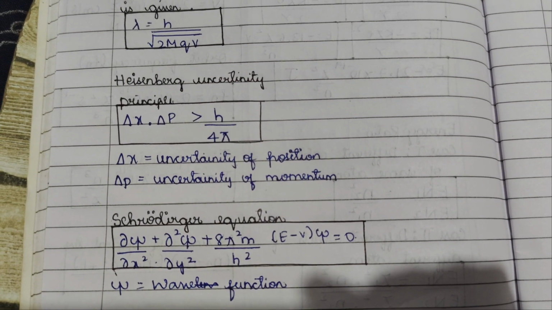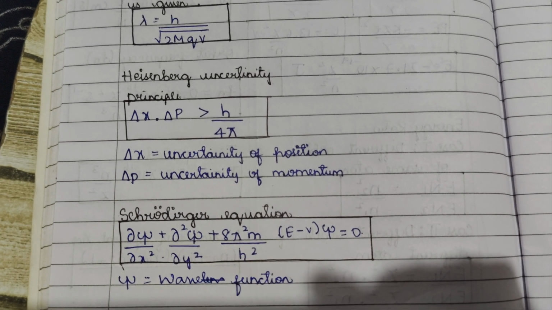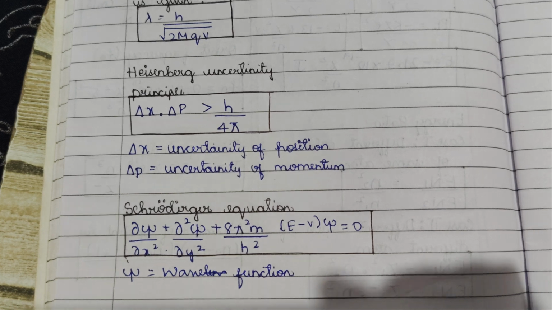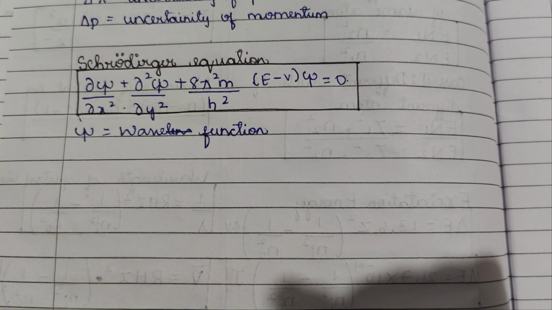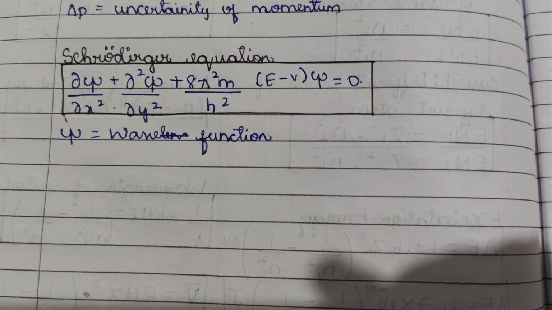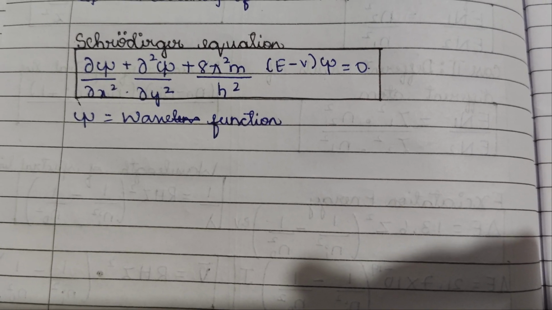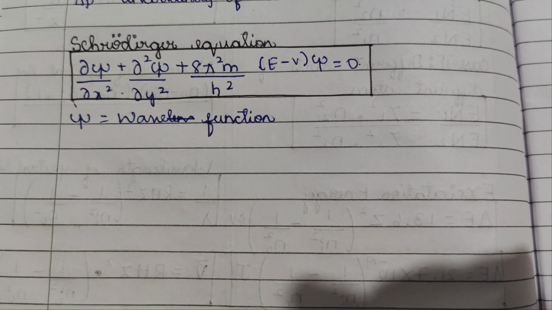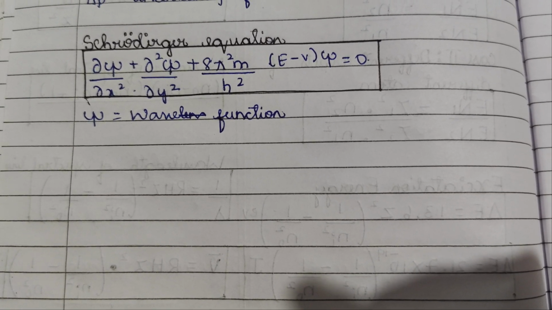Next, Heisenberg uncertainty principle. Delta x into delta p is greater than or equal to h by 4 pi. It is also important. Delta x is the uncertainty of position and delta p is the uncertainty of momentum. Schrodinger equation is del square psi by del x square plus del square psi by del y square plus del square psi by del z square plus 8 pi square m divided by h square into E minus V into psi is equal to 0, where psi is the wave function.